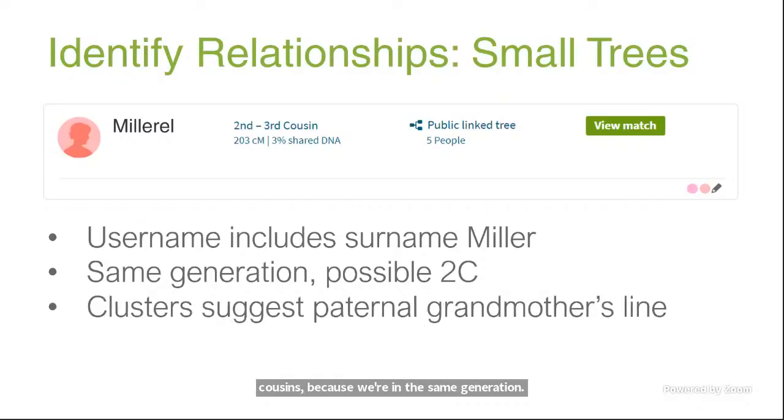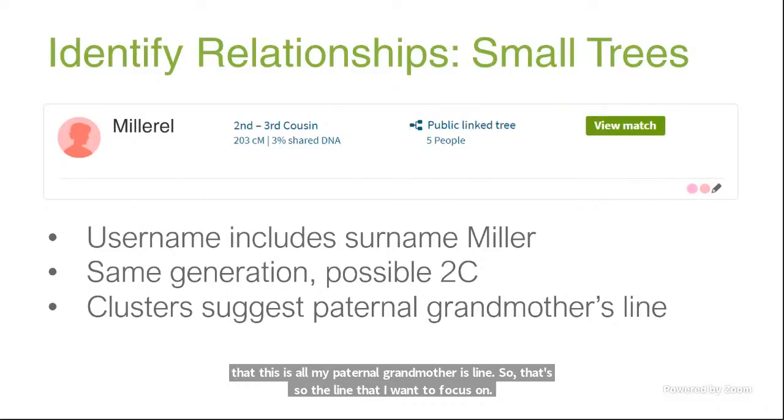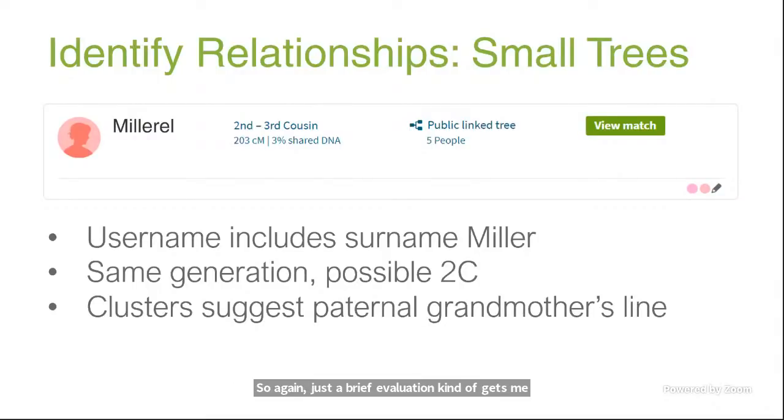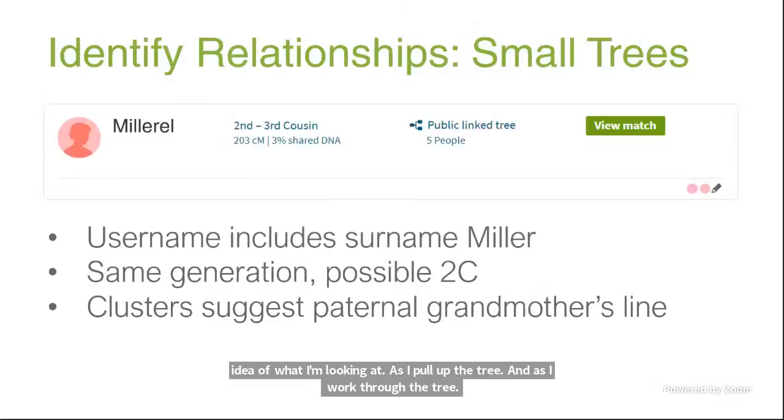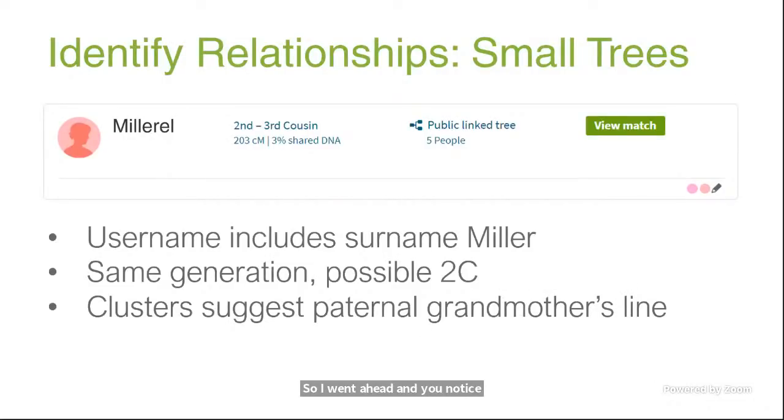The other thing I look at, those clusters are suggesting that this is on my paternal grandmother's line. So that's the line that I want to focus on and see if this works out like I think it does. So again, just that brief evaluation kind of gives me an idea of what I'm looking at as I pull up the tree and as I work through the tree. So I went ahead and, you'll notice, there was a public link tree and there are 5 people. So here's the tree, with everything anonymized, but this is about what it looked like.